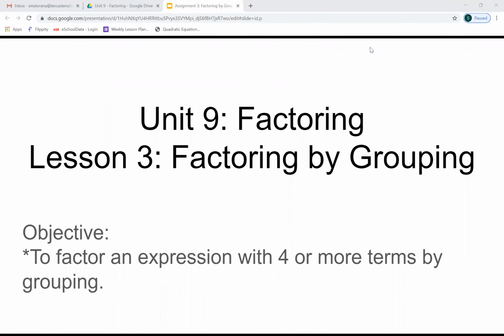Welcome to Unit 9, Lesson 3. The goal of today's lesson is to be able to factor an expression by grouping. Now, the good news is that we already have the key skills we need in order to do this. It's basically a bunch of GCF factoring just chunked into groups.